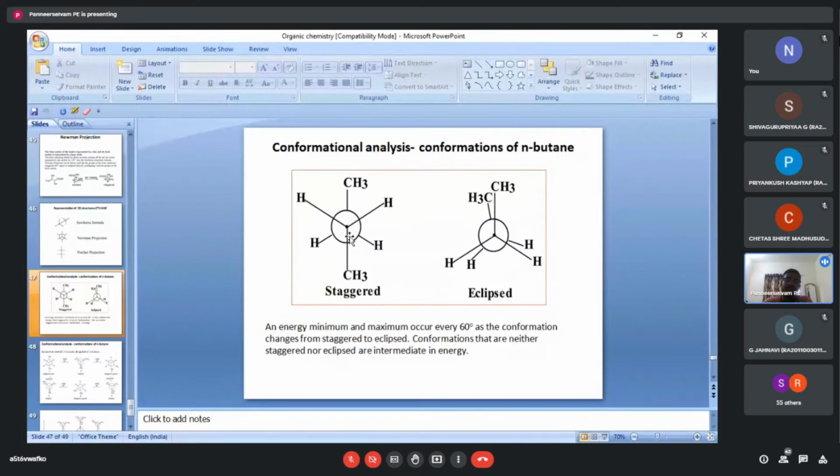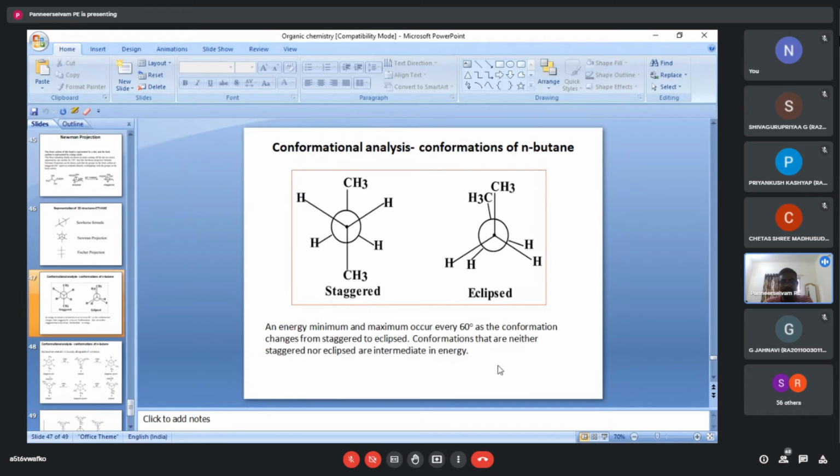As per the rule, the first carbon is a dot and the second carbon is a circle. Staggered means the functional group is visible. Eclipsed again comes on rotating, which means overlapping. The energy minimum and maximum occur every 60 degrees as the conformation changes from staggered to eclipsed. Again this one is staggered, and rotating another 60 degrees it comes eclipsed. The conformations that are neither staggered nor eclipsed are intermediate in energy.